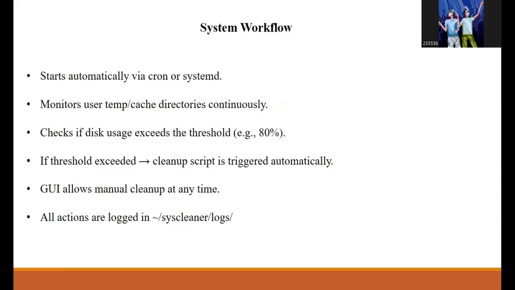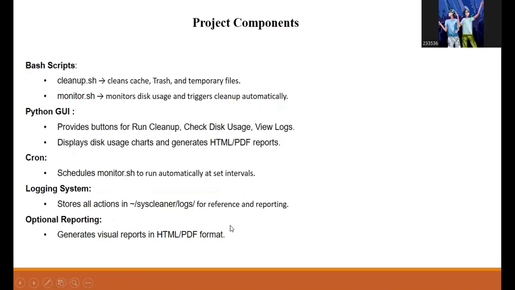Means these commands run automatically, for example, when we want to clean our temporary files, run a backup every night, check disk usage, or send logs every week. Means the thing which we want automatically and don't want to trigger manually, we write that code in cron. The next point: it monitors user temp cache directories and continuously checks if usage exceeds the limit, like we talked about in the previous slide. If it exceeds 80%, then it will start automatically using the cron process. The GUI allows us to clean up at any time. We are monitoring this task in our logs file.